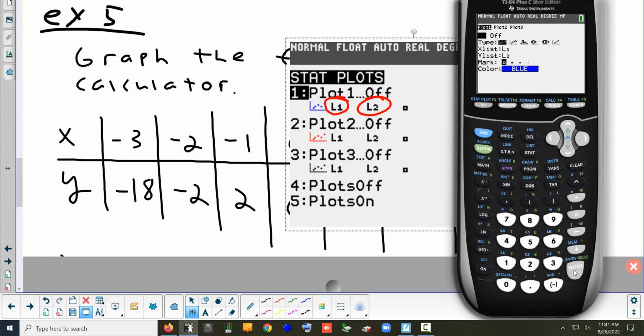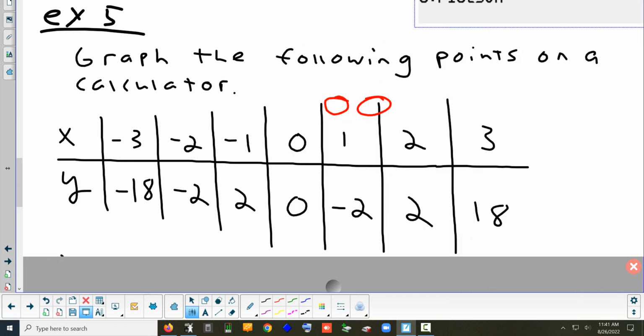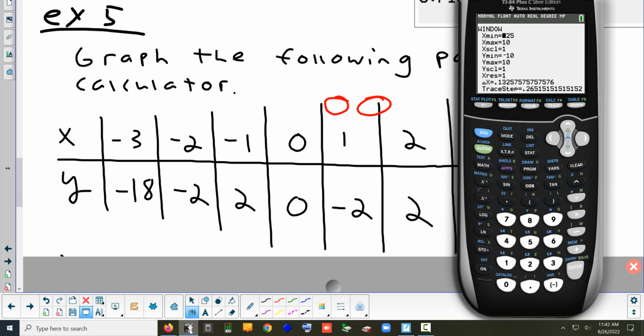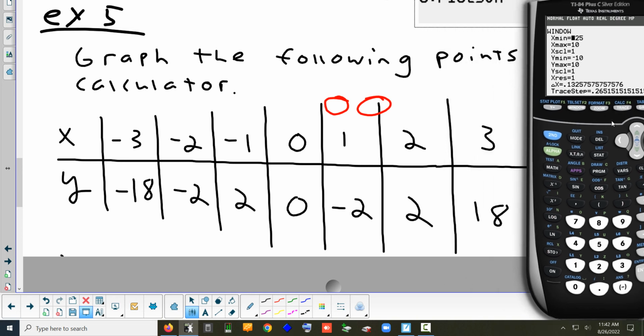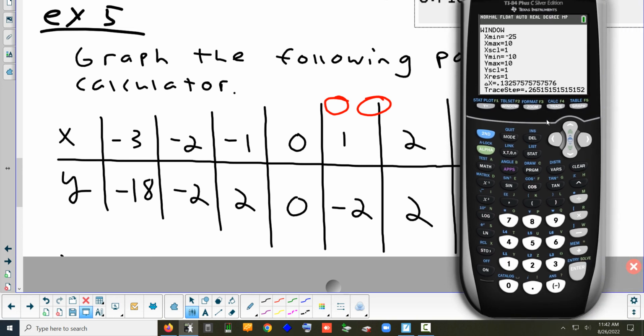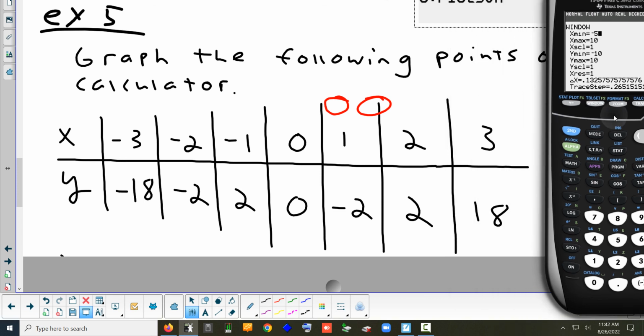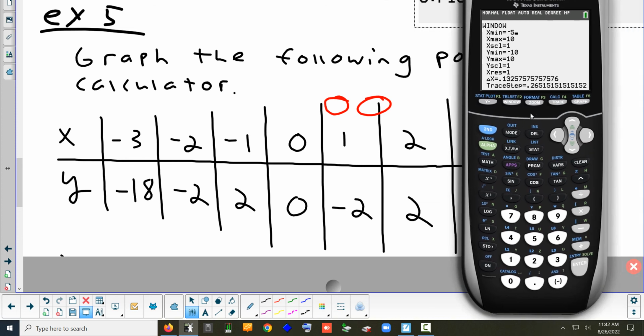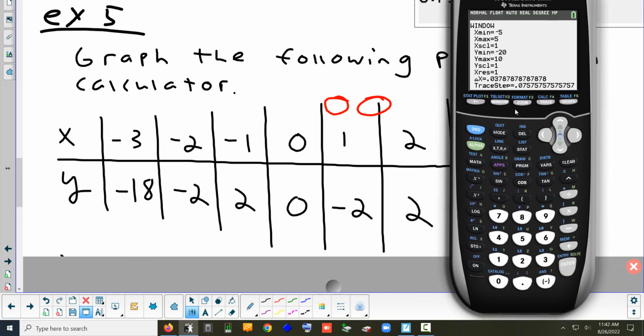Now, we need to look at our window. So press window. If you look at your window, what's the smallest x value that we need to be able to see? Negative 3. So I would go negative 5. What's the largest x value? 3. So I would probably do positive 5. How low do we need to go on the y-axis? Negative 18. So what would be a good number? Negative 20. How high do we have to go?